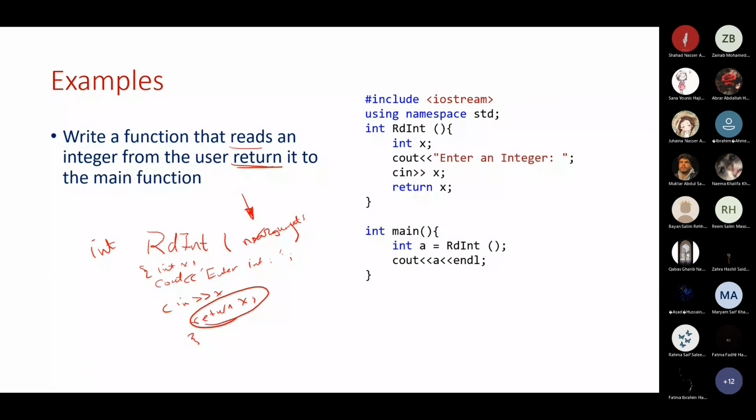The third type: write a function that reads an integer from the user and returns it to the main function. This is the same as the previous question, to read and return. If you can see here, we also don't have parameters, and here integer a equals read integer. Why do we have this a equals? We didn't have it in the previous function because this type is integer. I have to declare an integer variable and equate it with the function.